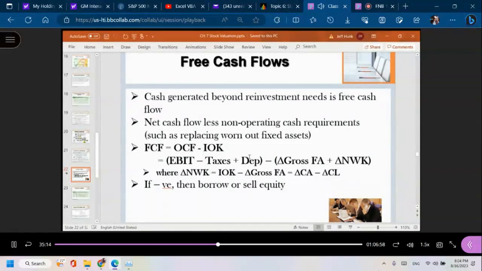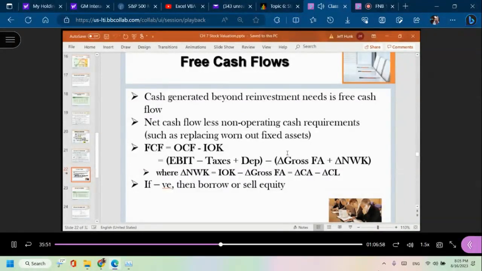Now then, think about it. This is the cash flow generated from operating activity, right? And then if there is any need for an increase or decrease in changes in operating capital, that should come out of where? It should come from your operating cash flow. That's what is meant by net cash flow less non-operating cash requirements, right?